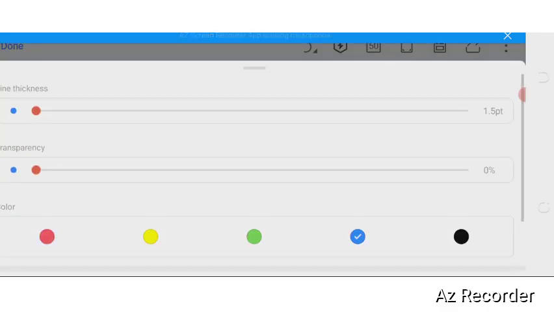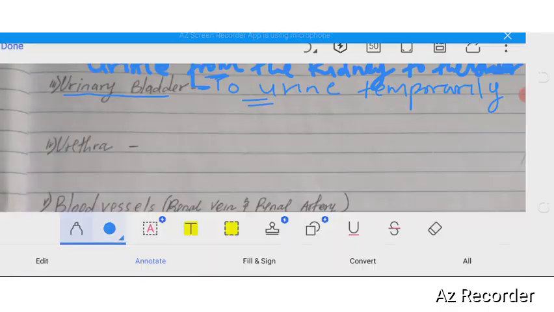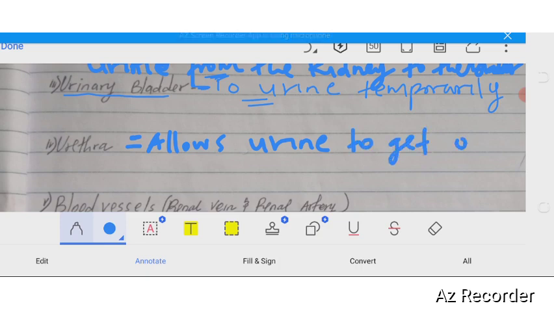What's the function of the urethra? The function of the urethra is to allow urine to get out of the body. That's the function of the urethra.